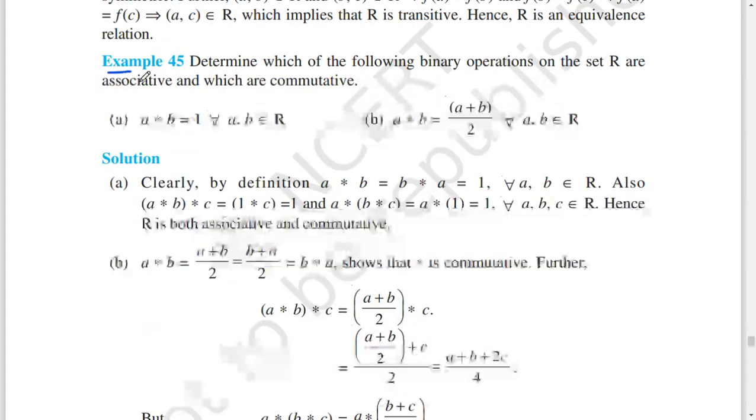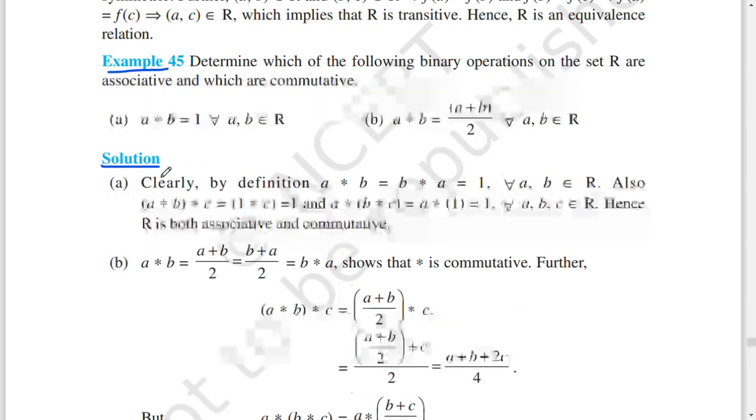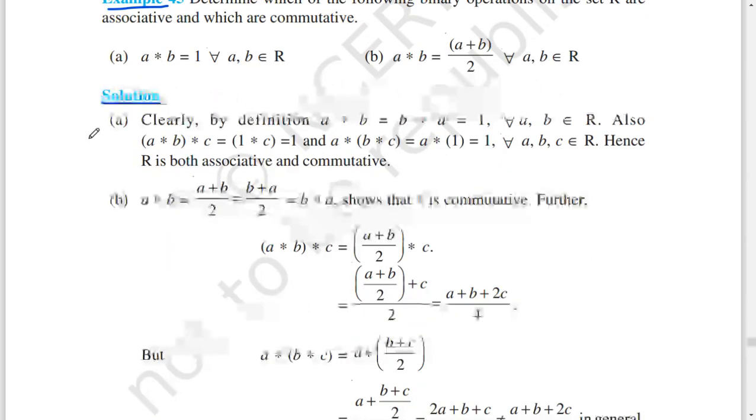Example 45. Determine which of the following binary operations on the set R are associative and which are commutative. A: a * b = 1 for all a, b belongs to R. B: a * b = (a + b)/2 for all a, b belongs to R. Solution. A: Clearly, by definition, a * b = b * a = 1 for all a, b belongs to R. Also, (a * b) * c = 1 * c = 1 and a * (b * c) = a * 1 = 1 for all a, b, c belongs to R. Hence * is both associative and commutative.